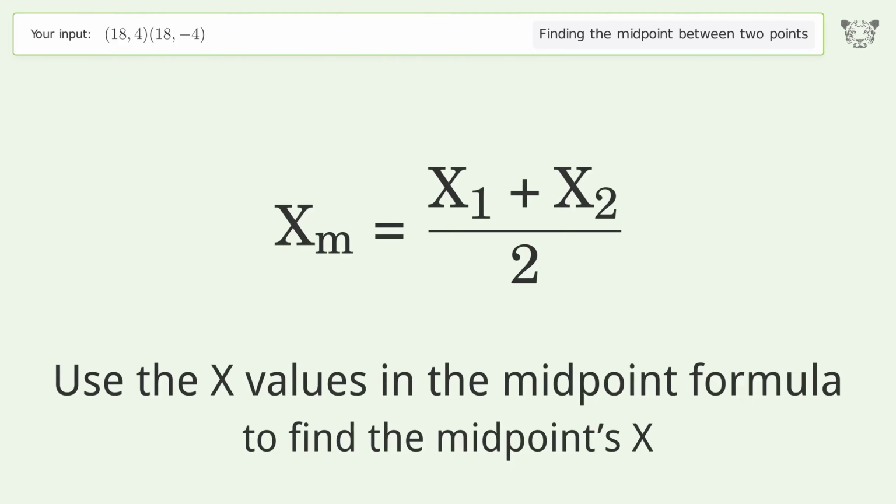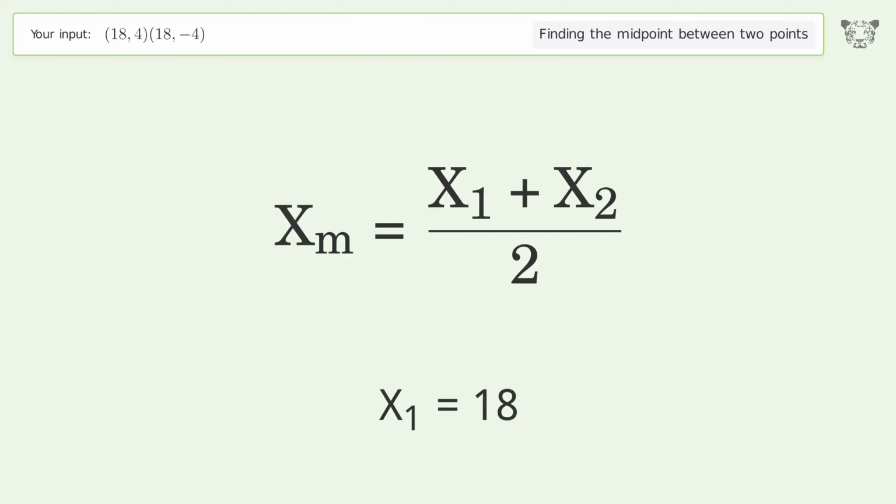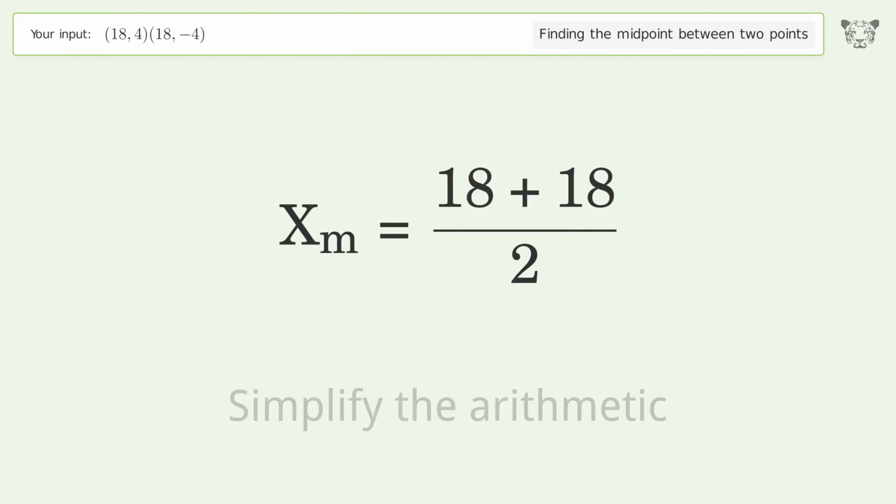Use the x values in the midpoint formula to find the midpoints x. x1 equals 18. x2 equals 18. Simplify the arithmetic.